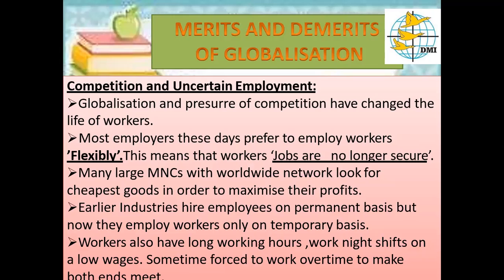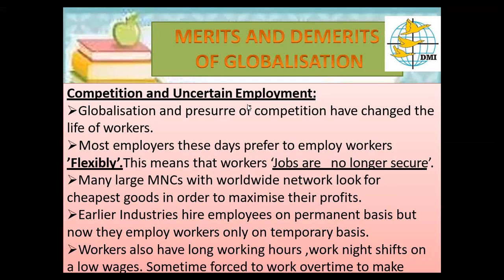Earlier, industries used to hire employees on a permanent basis, but now they employ workers only on a temporary basis. Workers also have long working hours. They work night shifts and on low wages, and sometimes they are forced to work overtime to make both ends meet. So we'll talk about Ravi.